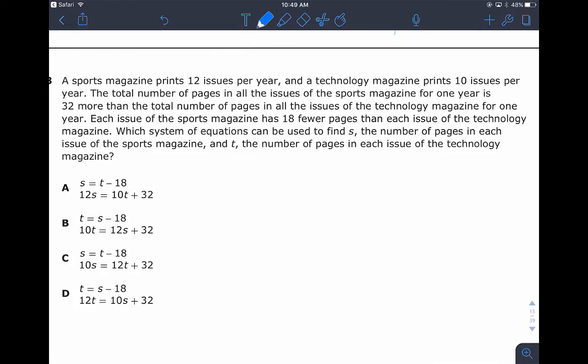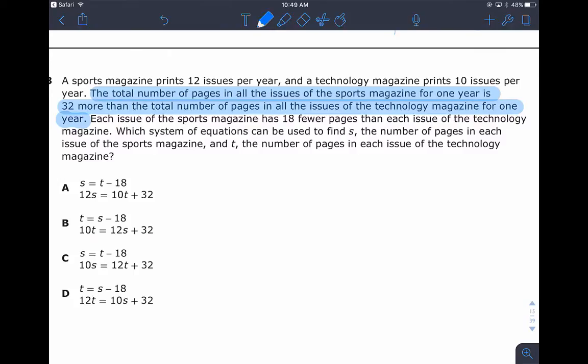You've got a sports magazine. They print 12 issues per year. And then a technology magazine prints 10 issues per year. So that's going to come into play a little bit later. And then the total number of pages in all the issues of the sports magazine for 1 year is 32 more than the total number of pages in all the issues of the technology magazine for 1 year. So I'm going to highlight all of this. This is one of our situations here. All right, so we can write an equation.